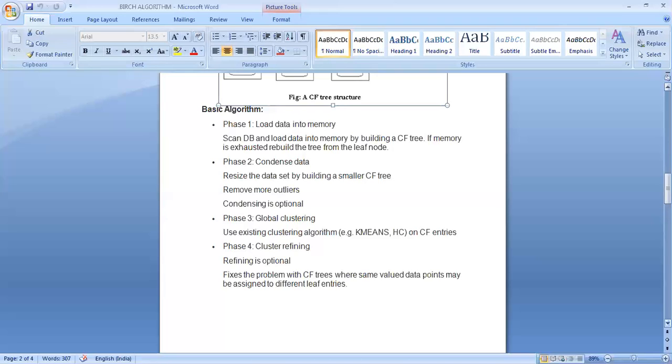And the final phase is the cluster refining phase. In cluster refining, we find that there are many points which have the same values, and these should be assigned to different entries. We do this because in this way we can analyze the different properties and criteria which are satisfied by similar data points.